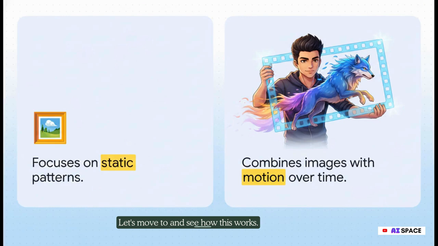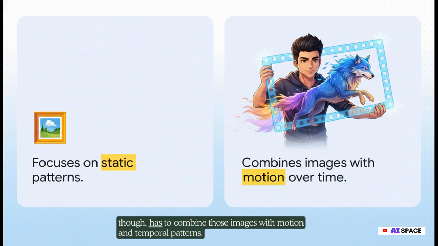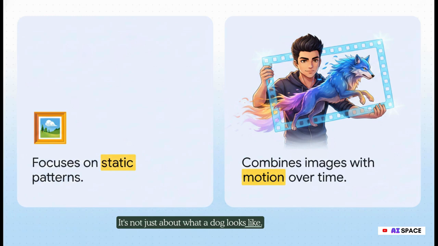Let's see how this builds into the most complex frontier yet: video generation. Generating video is exponentially harder than an image. Why? Because an image is just static patterns. A video, though, has to combine those images with motion and temporal patterns. It's not just about what a dog looks like. It's about how that dog's fur moves in the wind over 5 seconds and how the shadows shift as it walks. It adds the element of time. Platforms like Sora and Runway ML are pioneering this, taking a text prompt and rendering a moving, cohesive video clip. It's an absolute masterclass in pattern generation.